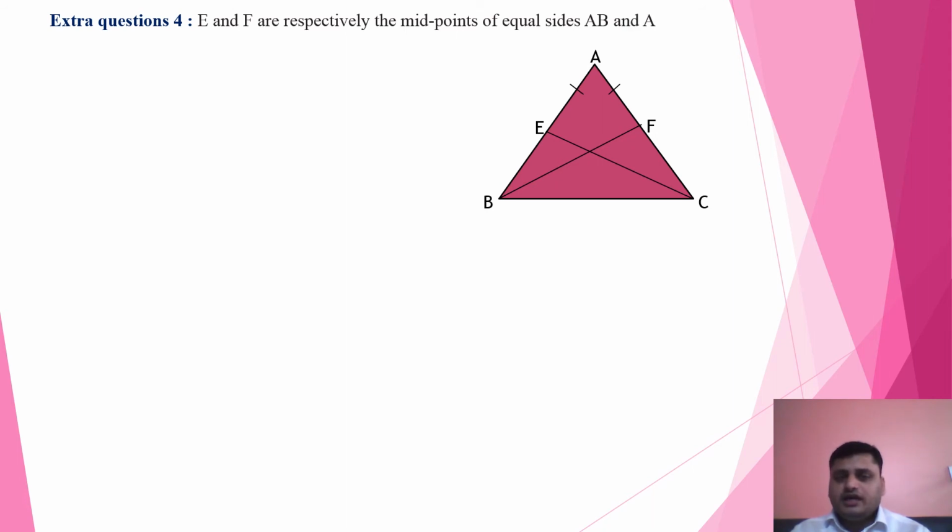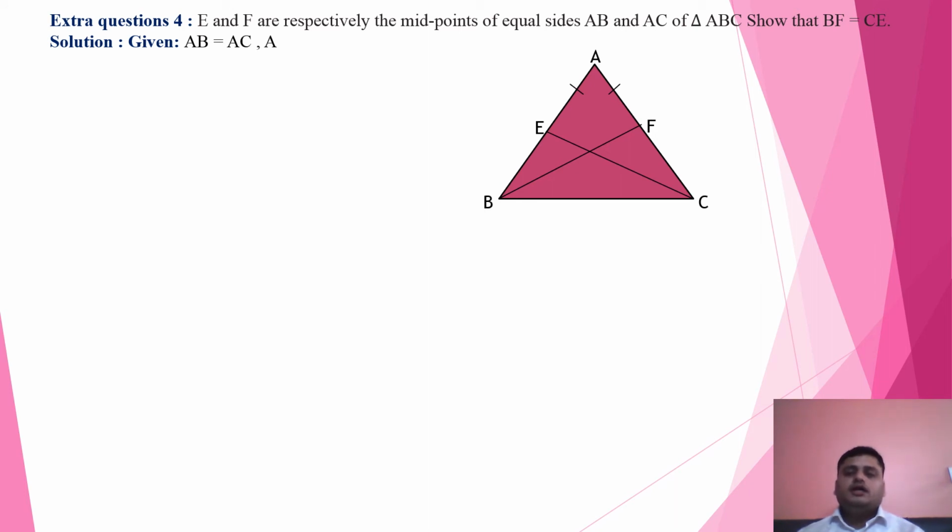So E and F are respectively the midpoints of equal sides AB and AC. Equal sides also given, it means that these two sides are equal, that is AB is equal to AC, and E and F are the midpoints. We need to show that BF is equal to CE. So to prove this BF is equal to CE, first of all we will write given, that is AB is equal to AC, and midpoint is given.